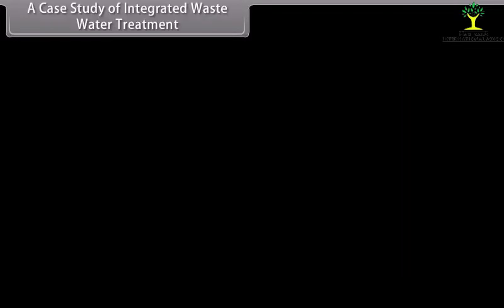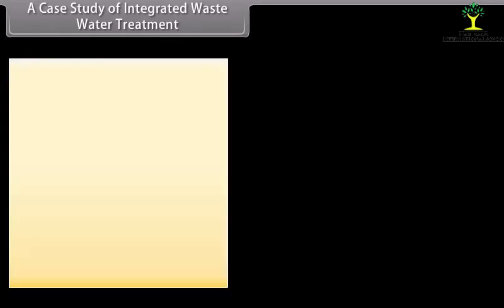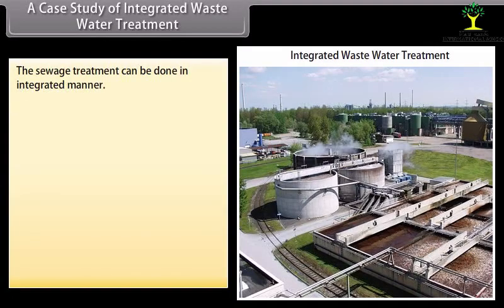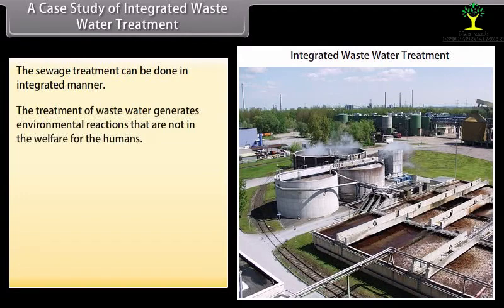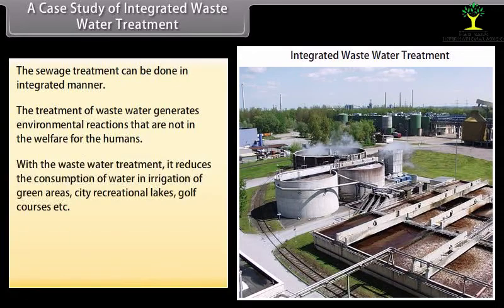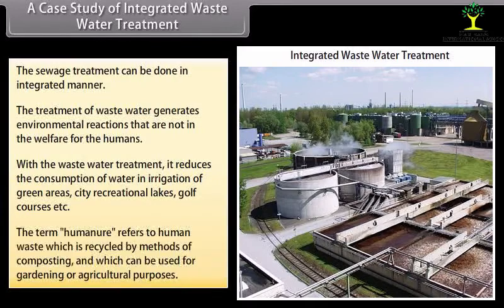A case study of integrated wastewater treatment. The sewage treatment can be done in an integrated manner. The treatment of wastewater generates environmental benefits for the welfare of humans. With wastewater treatment, it reduces the consumption of water in irrigation of green areas, city recreational lakes, golf courses, etc. The term humanure refers to human waste which is recycled by methods of composting and which can be used for gardening or agricultural purposes.